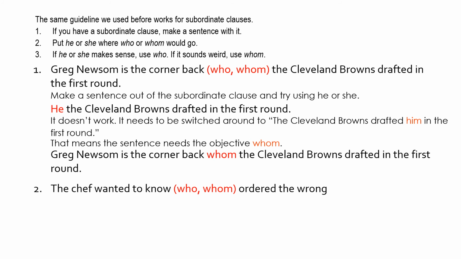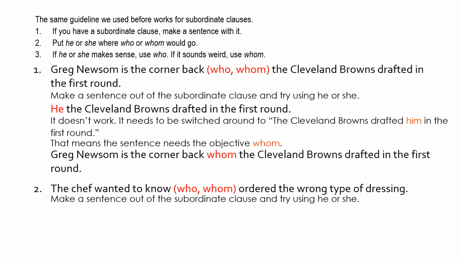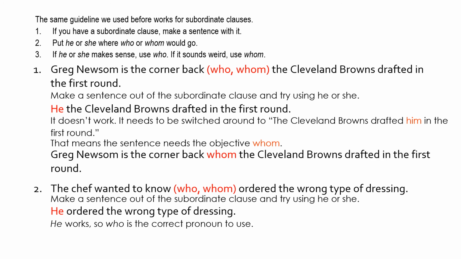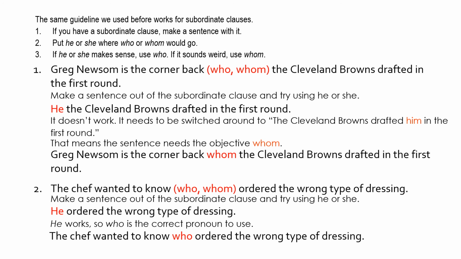The chef wanted to know who or whom ordered the wrong type of dressing. Make a sentence out of the subordinate clause and try using he or she. He ordered the wrong type of dressing. He works, so who is the correct pronoun to use? The chef wanted to know who ordered the wrong type of dressing.